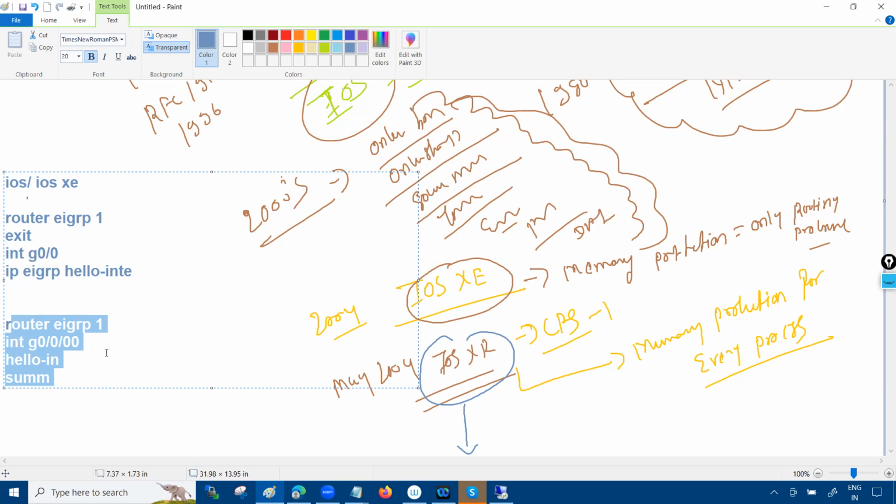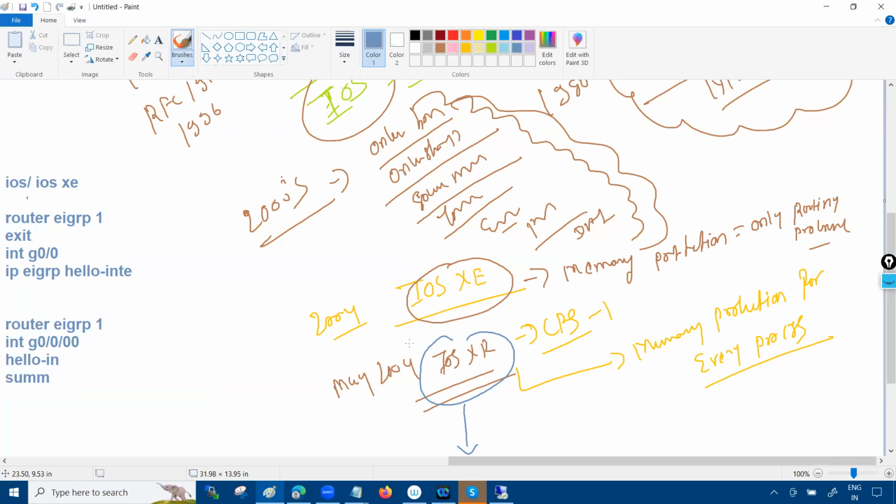So where exactly are we getting this? Sorry? This one, the selected one, this hierarchy. This hierarchy we get in XR, but in IOS or IOS XE we are not getting it. We are not getting the 100% hierarchy.